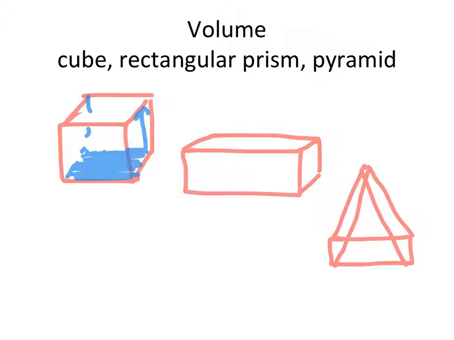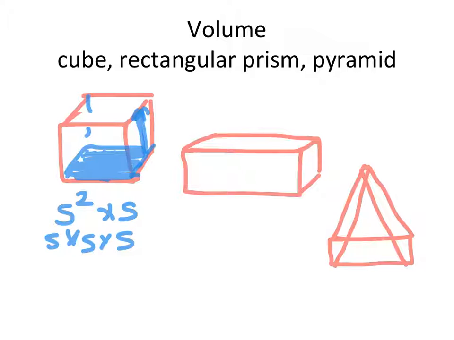So to get the area of the bottom, the base, we're taking the side squared because the sides are all the same size. We're taking that times the side again because the height is the same as all the other sides. They're all the same length. So basically we're taking the side times the side times the side, which is the side cubed. That's how we find the volume of a cube.